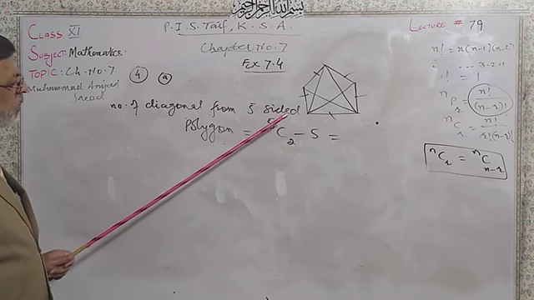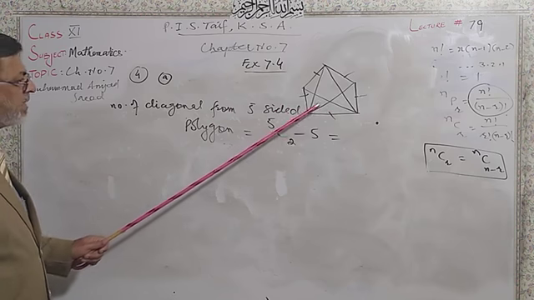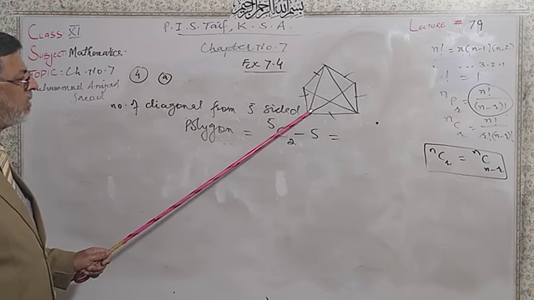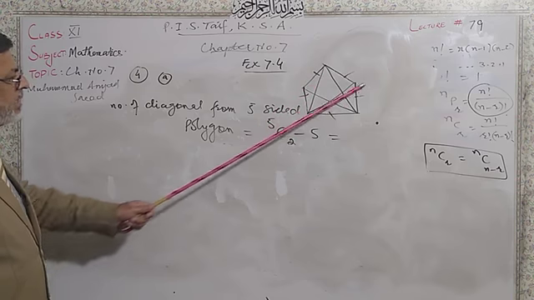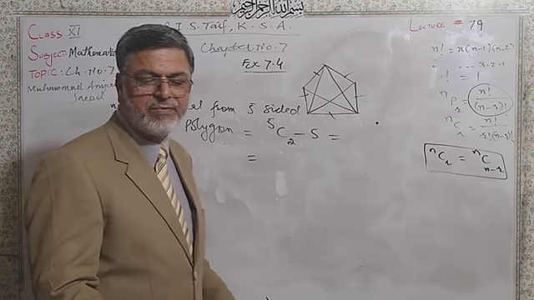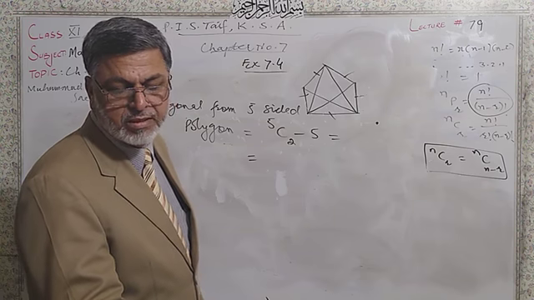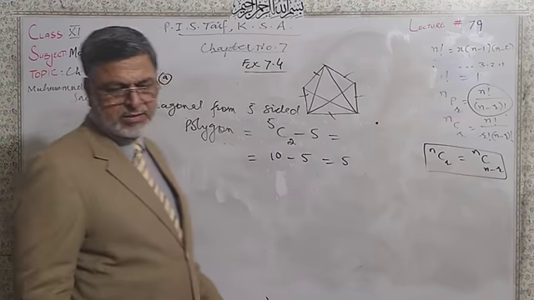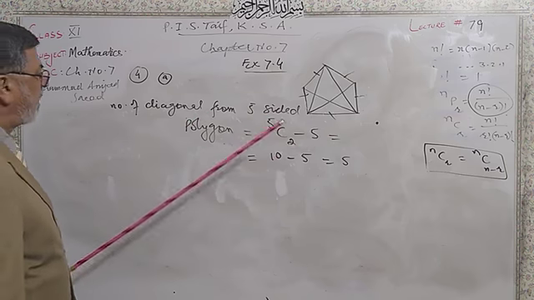So we have a total of 5 sides, out of which we are taking 2 sides every time to draw a diagonal. This one for this side and this side. Similarly, this one and this one. So 5C2 minus 5. This is 10 minus 5, equal to 5. So dear students, this is the number of diagonals from a 5-sided polygon.